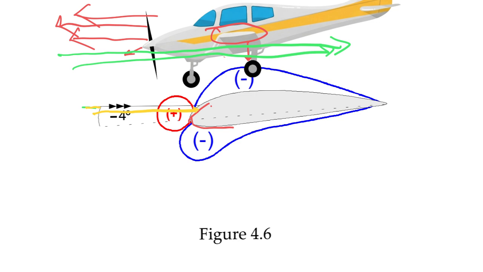Now where is the chord line? Check the chord line. This is the chord line, right? Now this chord line and this relative airflow are making an angle which is 4 degree, minus 4 degree. Why minus? Because you see the relative airflow is above the chord line. This is why it is minus.